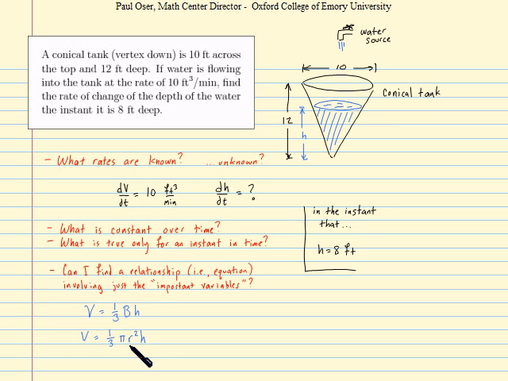I want to replace it with something involving only V's and H's. Is there some sort of relationship between the radius and V's or H's? Well, this is where we have to get a little bit inventive. Do you see that this blue cone of water and this black cone that represents our tank are actually similar three-dimensional solids? So their dimensions should be proportional to one another.